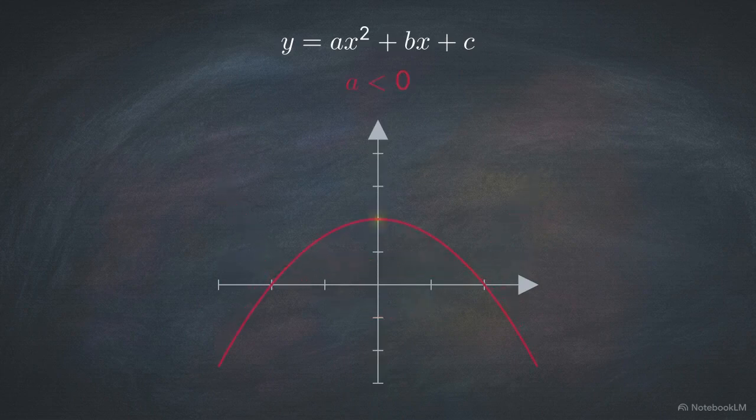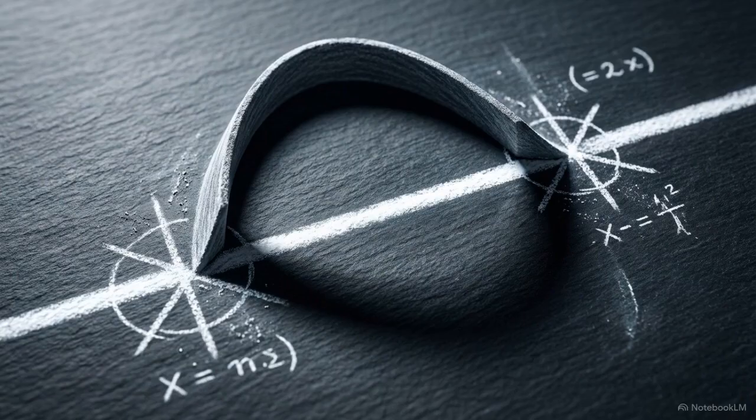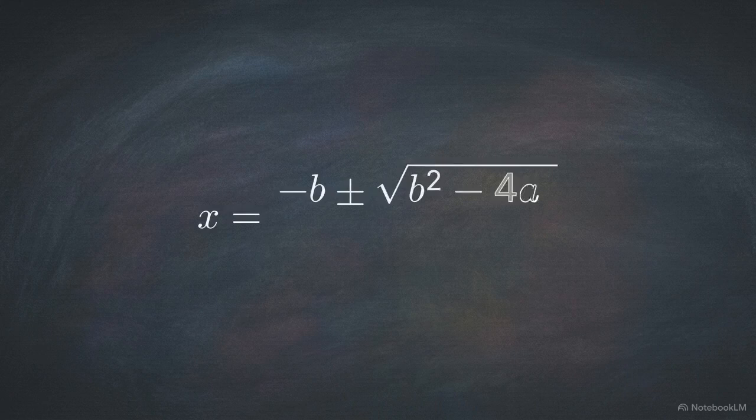This curved geometry creates an absolute turning point, called the vertex. Locating this vertex is the primary objective in complex modeling. It represents the precise coordinate where a business achieves absolute maximum profit or minimum cost. Before reaching a peak, we must calculate exactly where the curve crosses the baseline, the points where the y value equals 0. The quadratic formula is the designated tool for identifying these x-intercepts.